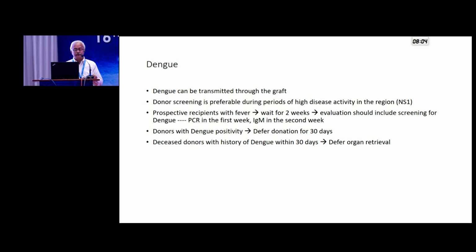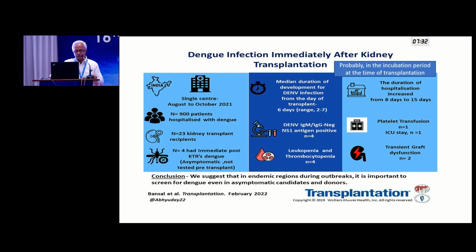And how do we do that? Ideally, PCR in the first week, IgM in the second week. But PCR and all is not possible in the dengue scenario in most of our centers. What do we do with the donors with dengue positivity? Ideally, the donation should not happen for at least a month. And again, for deceased donors with a history of dengue within 30 days, please don't accept the donor, because there is a high possibility of dengue being transmitted through the graft.